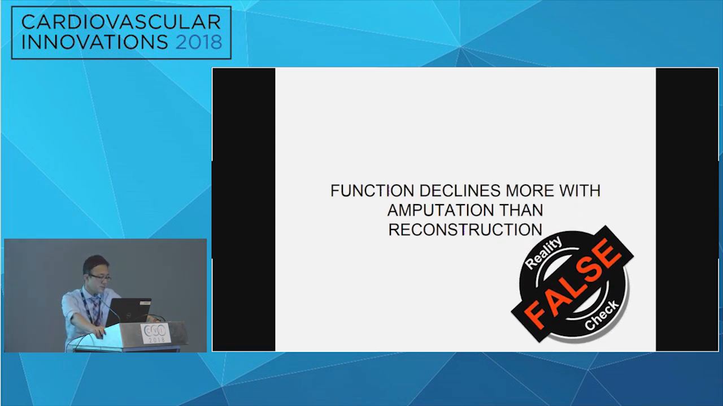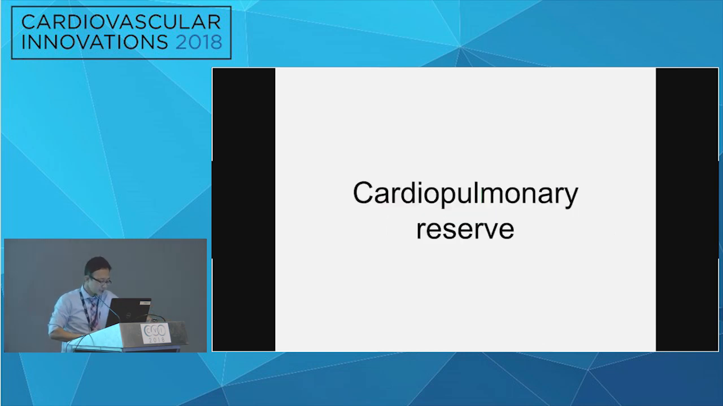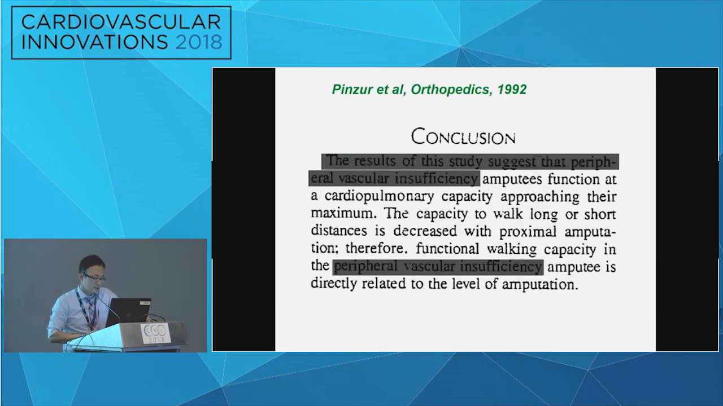Actually, most of the time people function as long as they're able to rehab. Some of the very sick patients are not able to rehab, so obviously those are not good indications for amputation. But as long as patients are young and able to rehab, then they actually function much better than those reconstructed patients. What about cardiopulmonary reserve?